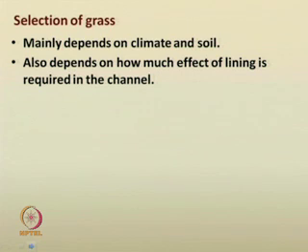How do you select grass? The selection of grass mainly depends on the climate and soil. For example, if you want to take Bermuda grass, which type of climate and which type of soil should it be? If you want to take lemon grass, what type of soil should it be? So it depends on the situation, the location, the climate and all.